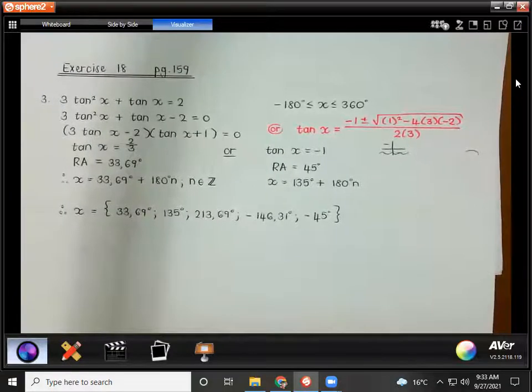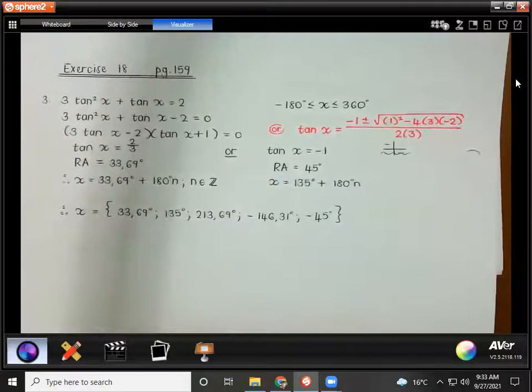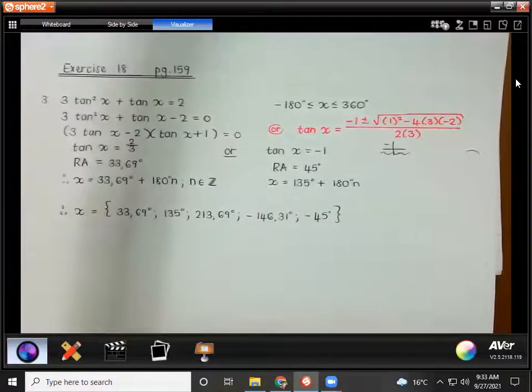So what you have to do, remember for a quadratic equation, you always have to get everything on the one side and equal to 0. So that would be your first step. That positive 2, you need to move.